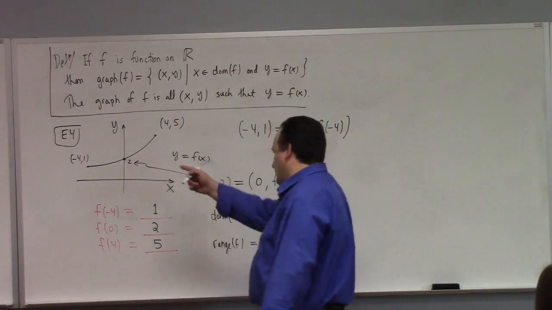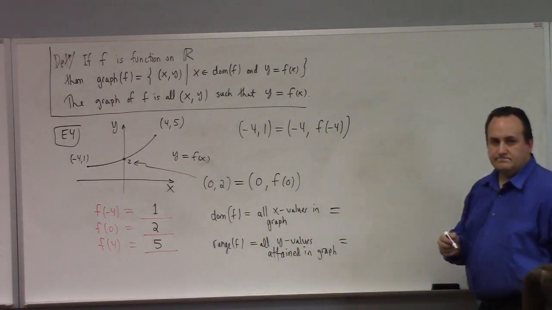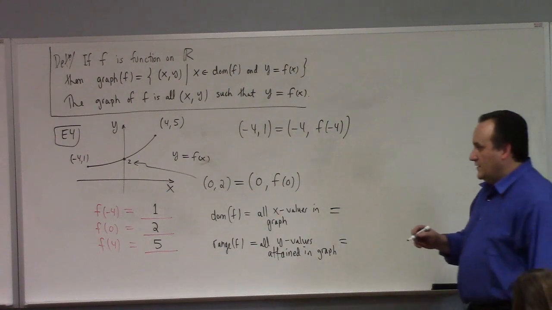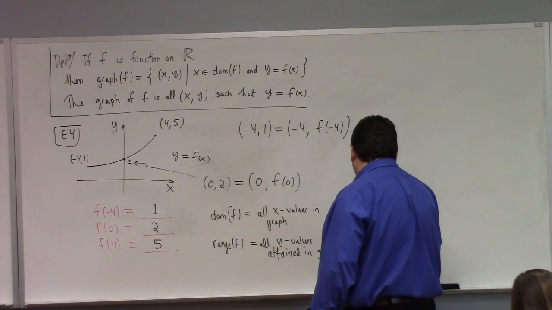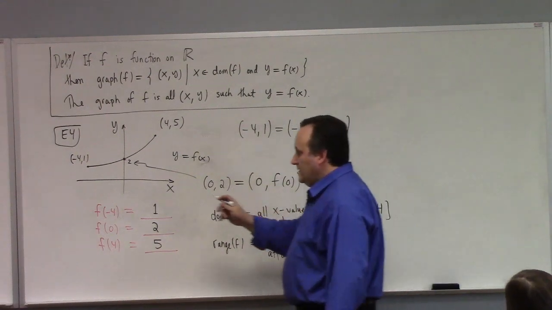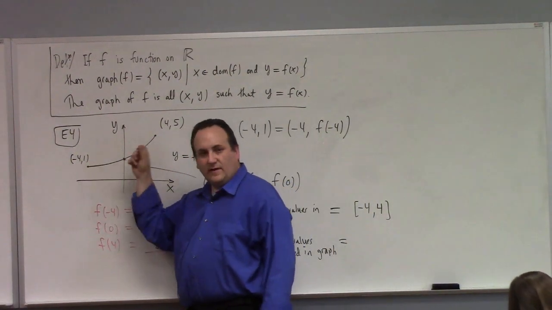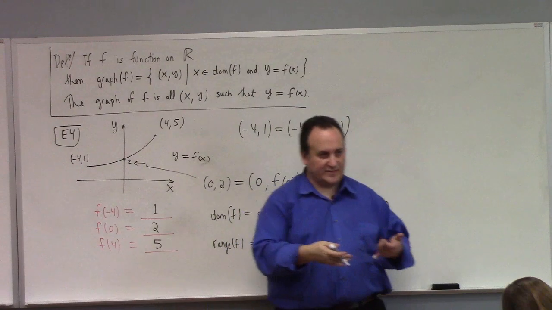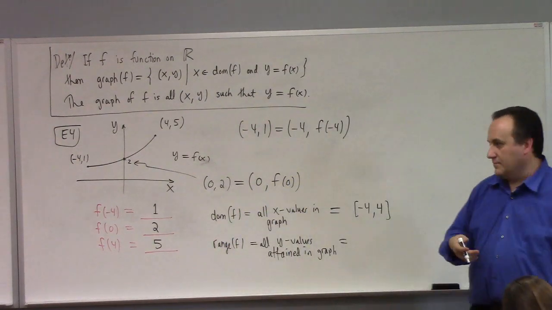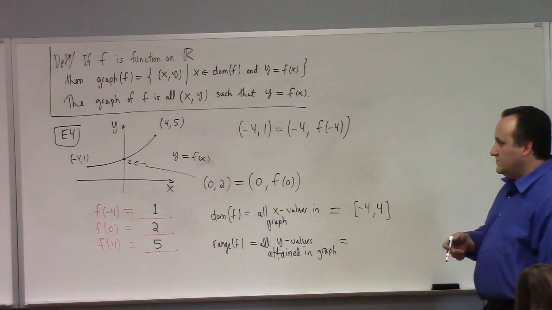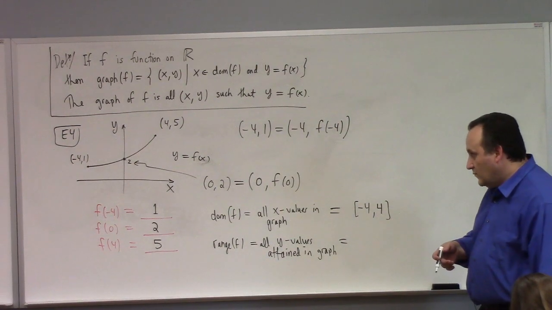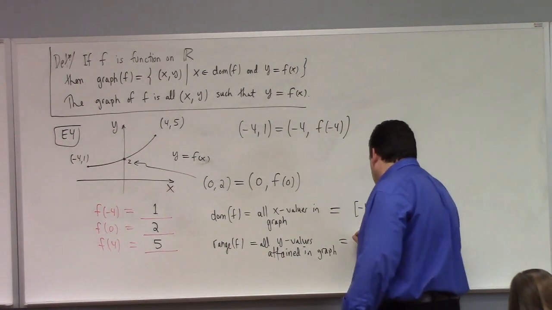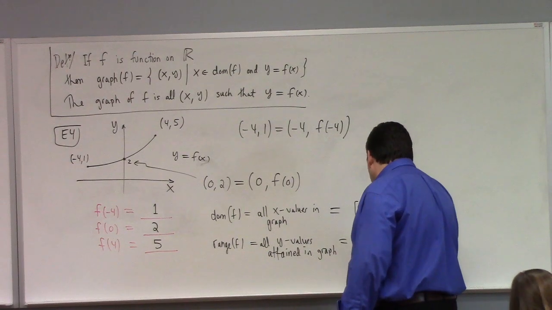So what's the domain here? It would be negative 4 to 4. Are they included or excluded? Negative 4, included. And the reason for that is I made these solid dots. All right. If I make an open dot, that means it's excluded. What's the range? 1 to 5, right? Yeah, 1 to 5, both included again.